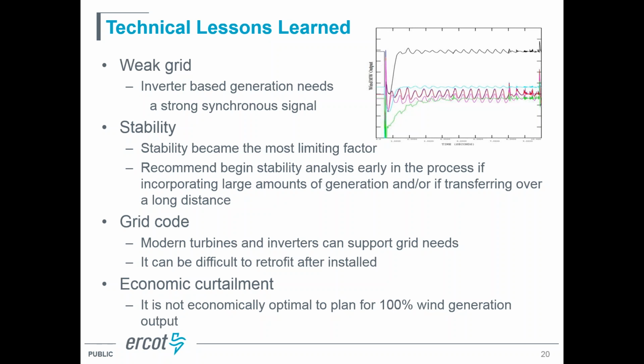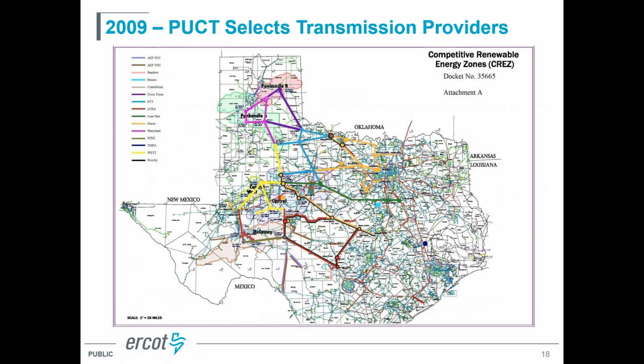And I mentioned earlier that stability really became the most limiting factor when we were doing our studies. If you go back a few slides here, if you look in that kind of northern panhandle region, you see there are a number of transmission lines in that area. From a transmission line capacity standpoint, we really only needed 2 lines out of the Panhandle A and Panhandle B region. And all of the other lines that you see were really added for stability. And so it's important to do those stability studies up front.